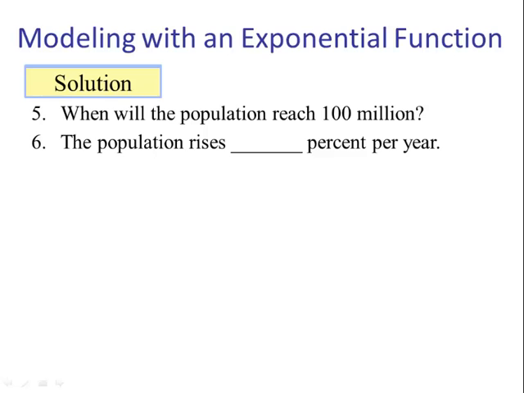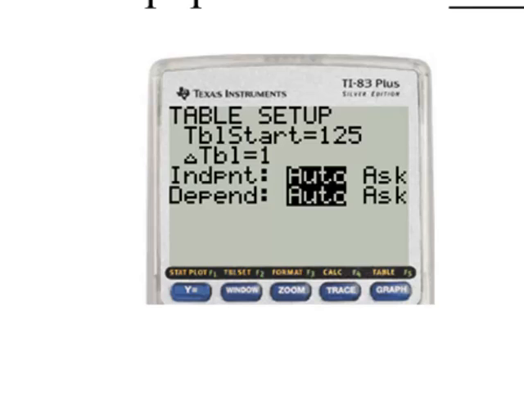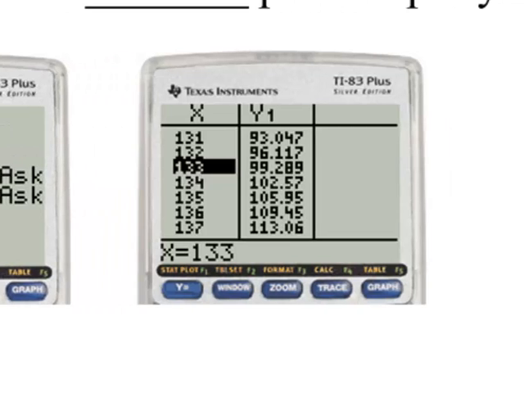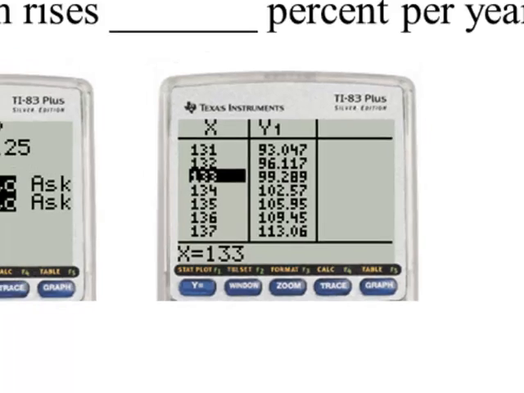Number 5. When will the population reach 100 million? Well, if we go back to the table, we tell it to start at 125 and we follow the table until we see an output close to 100. So according to the model, in the year about 2023, that's when t is 133, the estimated population is about 100 million.